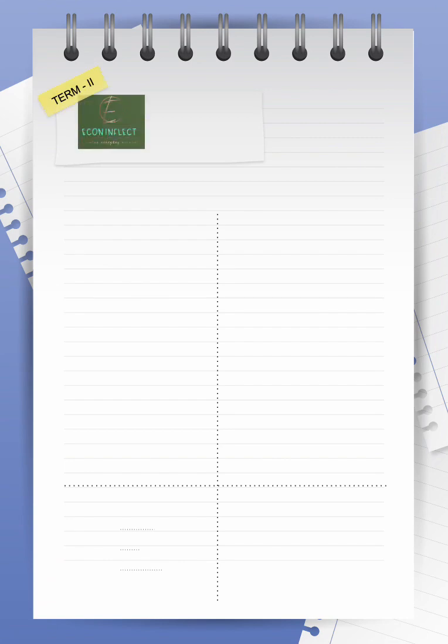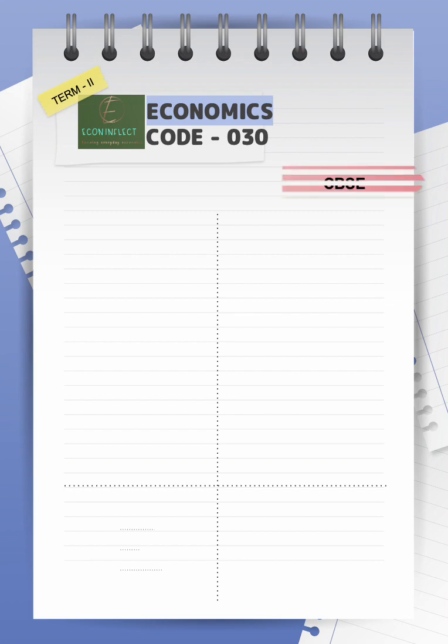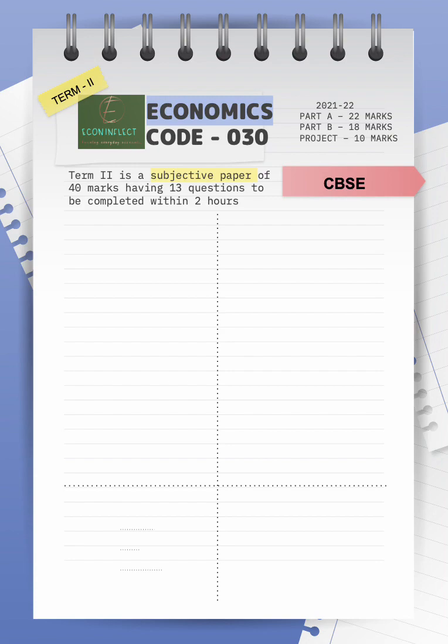This time, the economics paper, whose subject code is 030, will be of 40 marks, out of which part A will be of 22 marks and part B will be of 18 marks, and the remaining 10 marks will be your project work. Unlike term 1, in this term we will have a subjective paper for 2 hours which will incorporate 13 questions from both part A and part B. There will also be an additional reading time like we had in term 1.